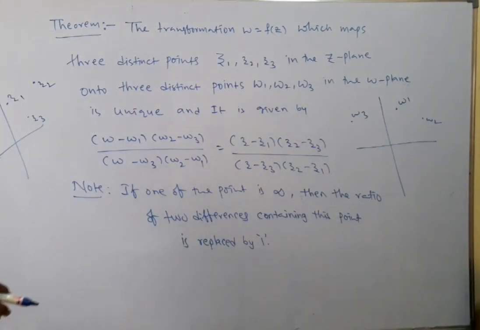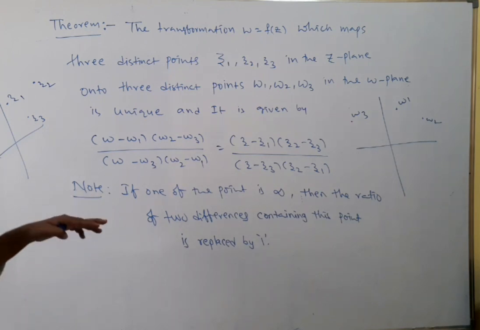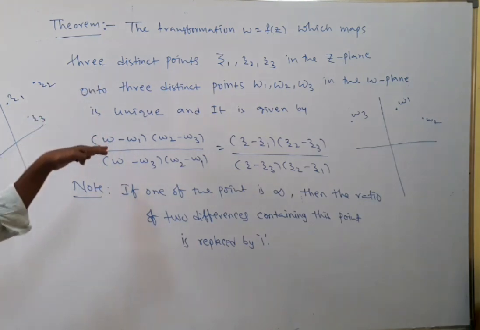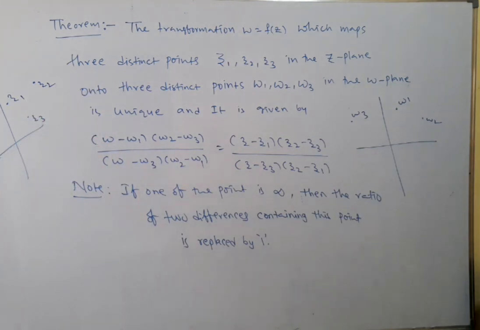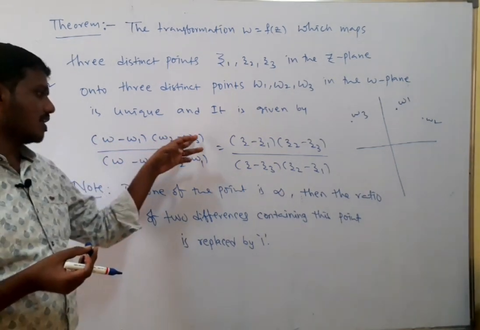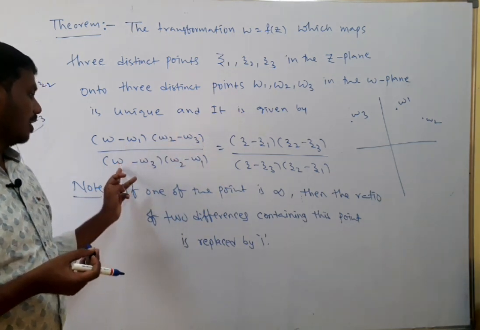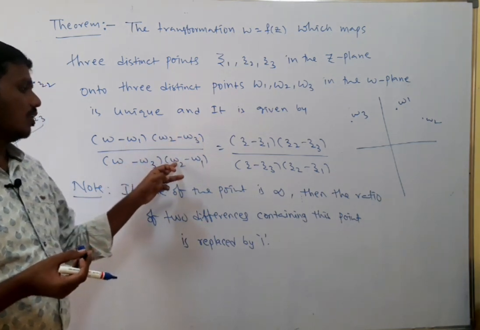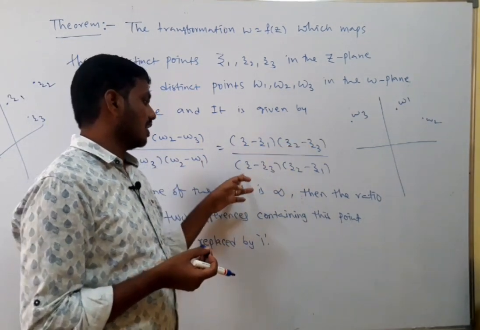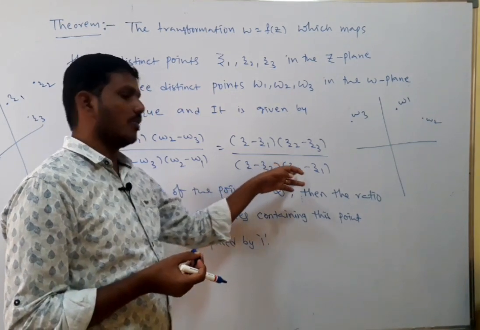The transformation W is equal to f of z, which maps three distinct points z1, z2, z3 in the z plane onto the three distinct points w1, w2, w3 in the W plane is unique. Uniquely there is a correspondence, and such a transformation is given by this formula: (w minus w1)(w2 minus w3) divided by (w minus w3)(w2 minus w1) equals (z minus z1)(z2 minus z3) divided by (z minus z3)(z2 minus z1).